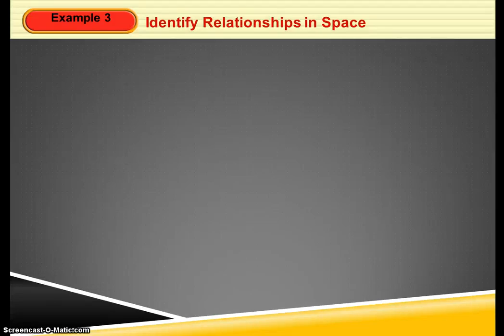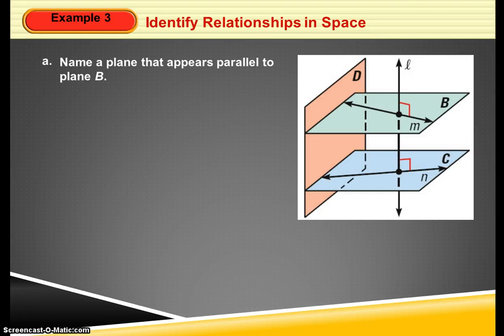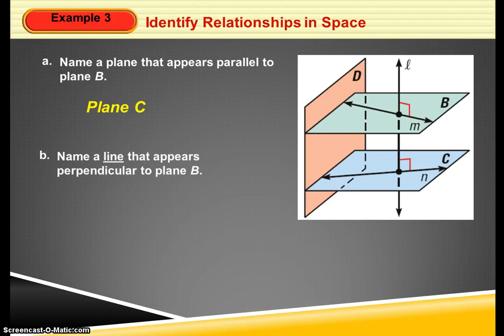So let's identify some relationships. Name a plane that appears parallel to plane B. Plane B is this green plane up top, which is horizontal. So a parallel plane to it should be plane C, another horizontal plane. Name a line that appears perpendicular to plane B. So plane B is horizontal, so you would think a vertical line. So you should pick line L.